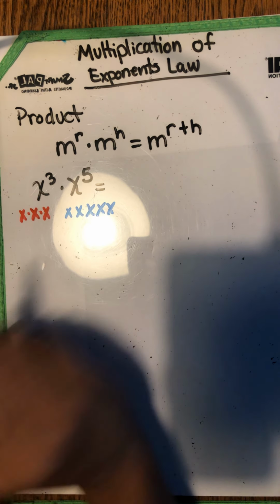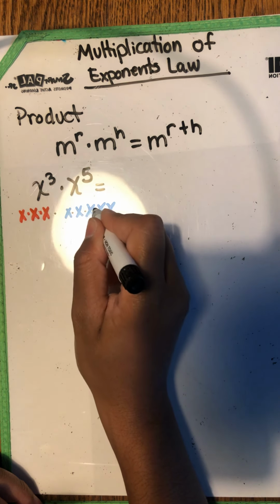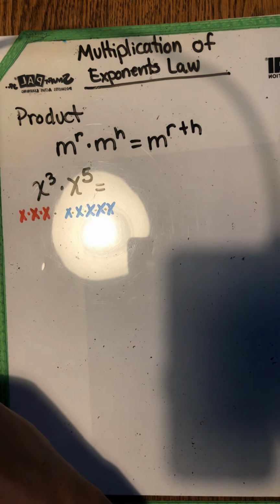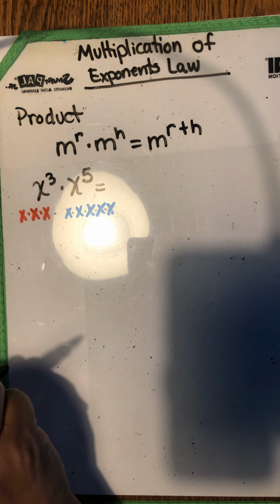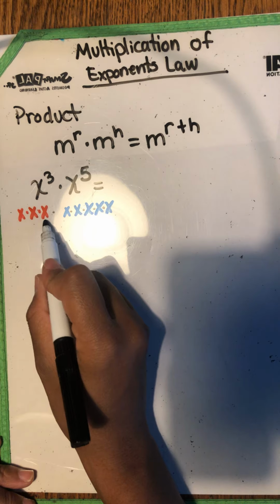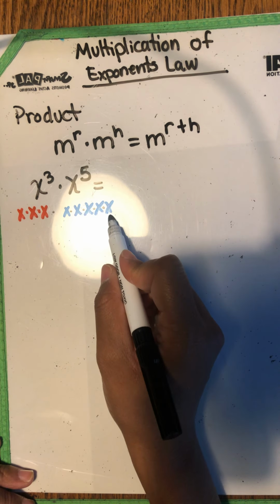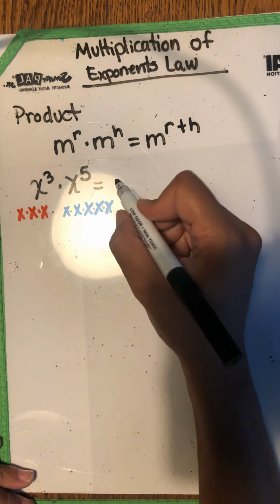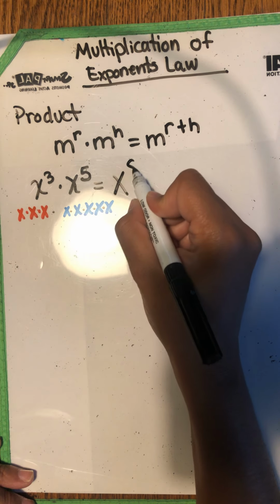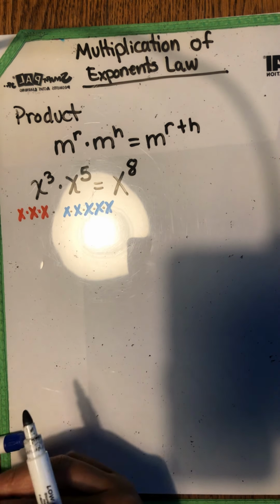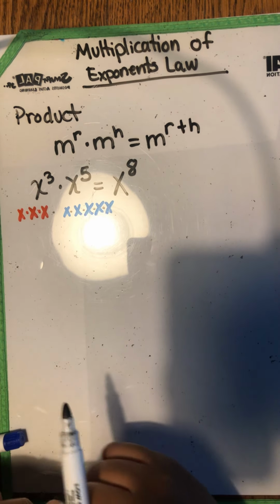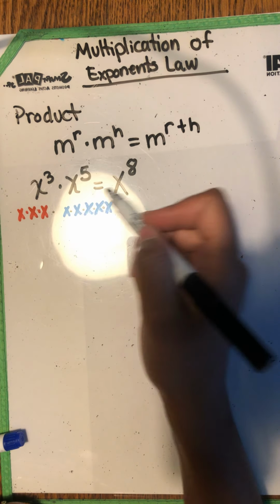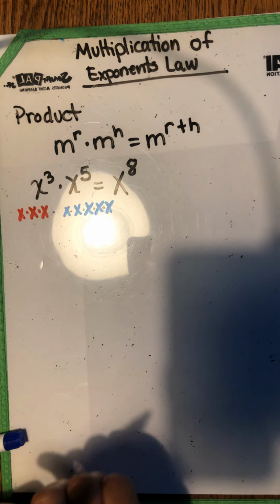And what would be in between them all is a times symbol, which basically means in standard form, I have 1, 2, 3, 4, 5, 6, 7, 8 x's in a row. If I write it in exponential form, it would be x to the 8th. So you're saying I have 3 x's and 5 x's. I have 8 x's altogether.